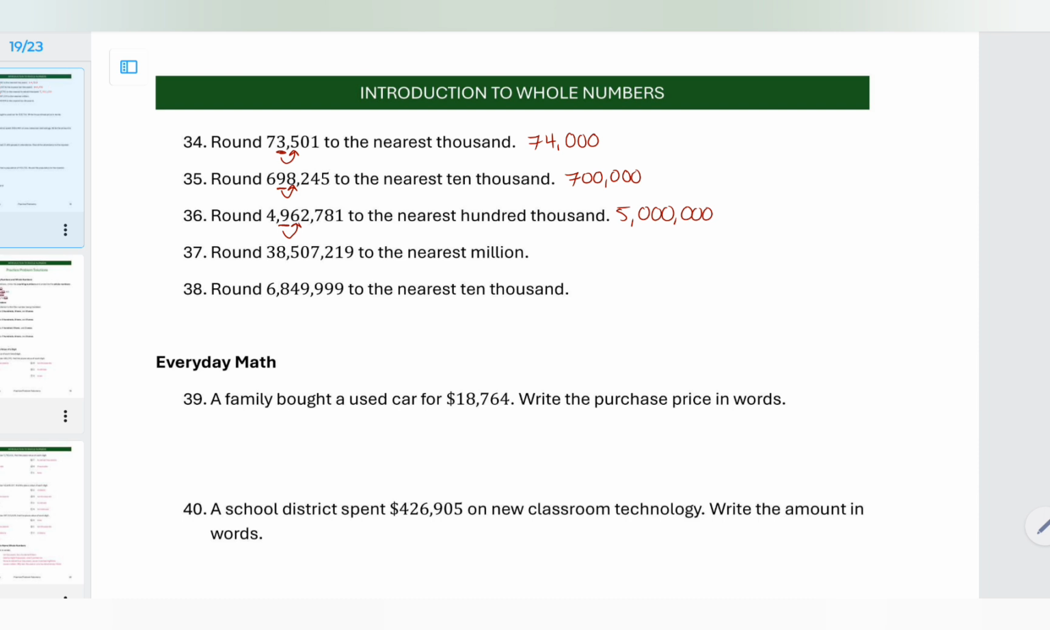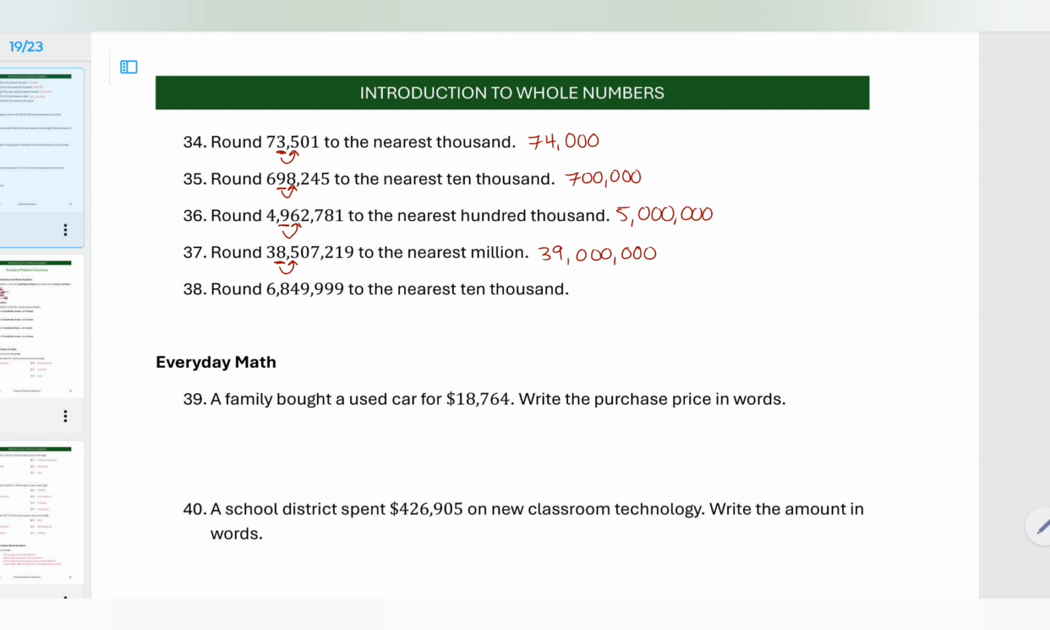Round 38,507,219 to the nearest million. The 8 is in the millions place. The number to its right is a 5, so it will round up. So we copy down our 3. Our 8 goes up to a 9, and everything to the right of it becomes a 0, or 39 million.